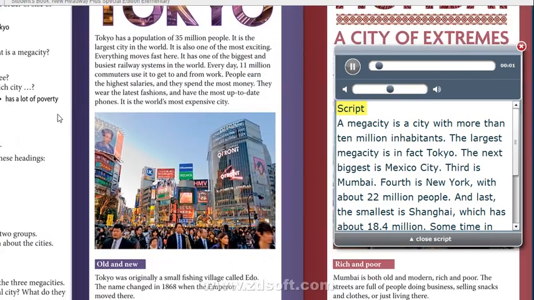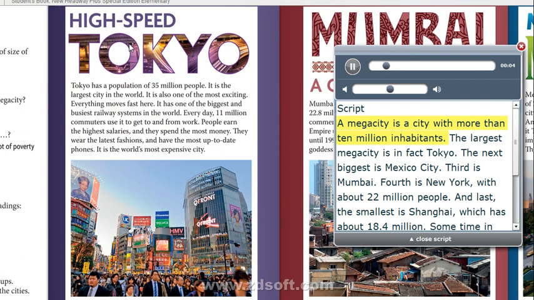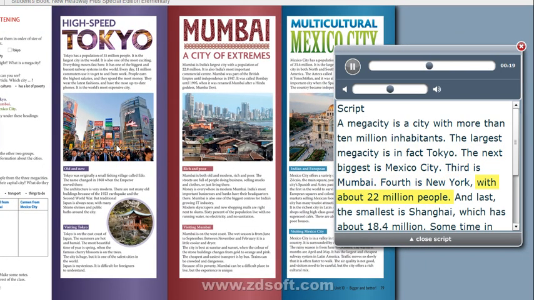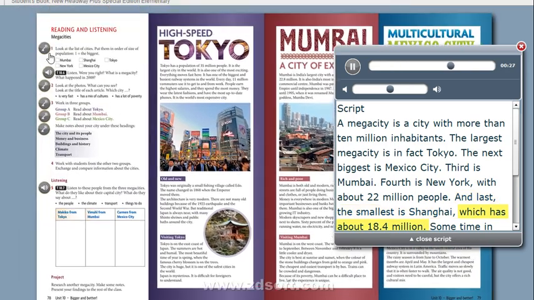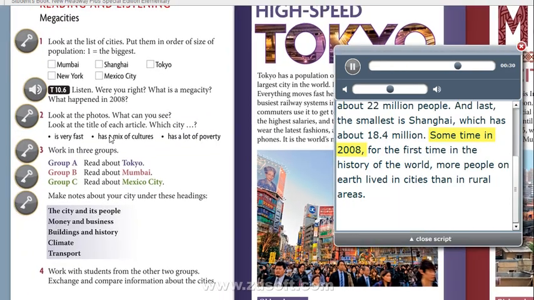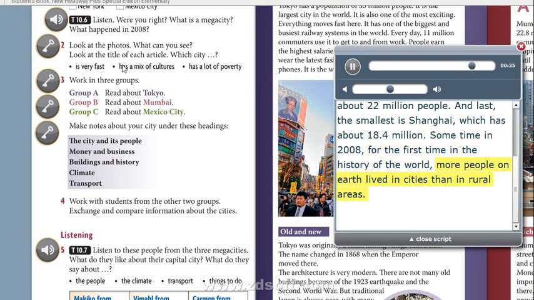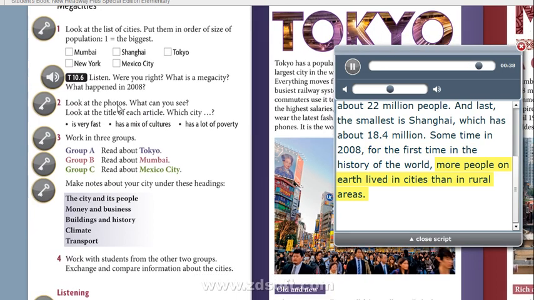Tape script 10.6. A megacity is a city with more than 10 million inhabitants. The largest megacity is in fact Tokyo. The next biggest is Mexico City. Third is Mumbai. Fourth is New York, with about 22 million people. And last, the smallest is Shanghai, which has about 18.4 million. Sometime in 2008, for the first time in the history of the world, more people on Earth lived in cities than in rural areas.